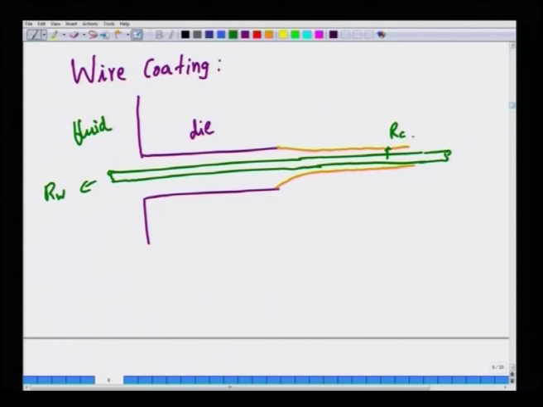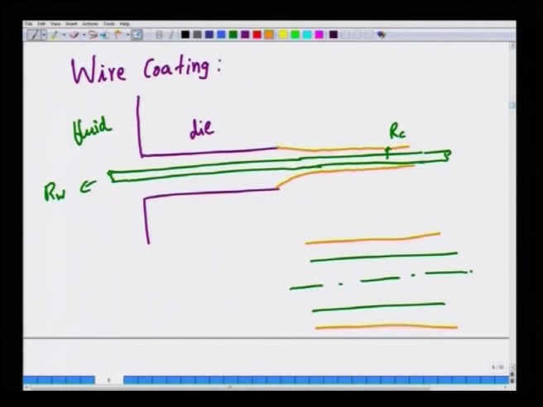So, let me draw this in an enlarged way. This is the wire, surrounding the wire is a coating far away from the exit of the die, and this is placed in a concentric way, although my diagram is not very accurate in depicting that. This entire distance from the center of the wire is to the coating. This is the liquid coating, while this distance is the diameter of the wire.